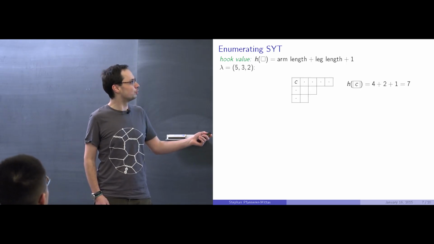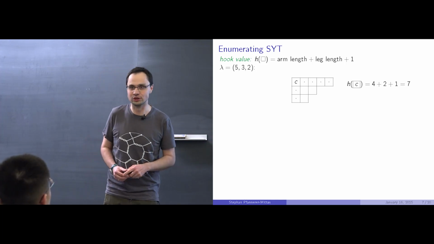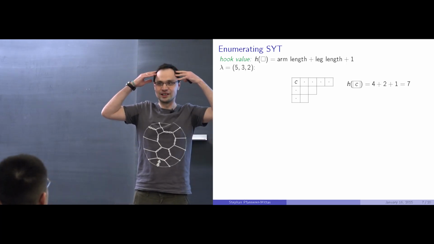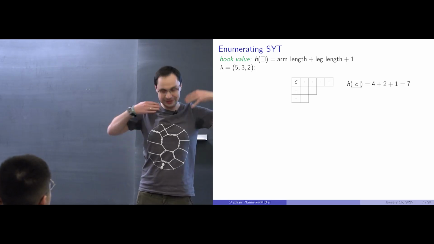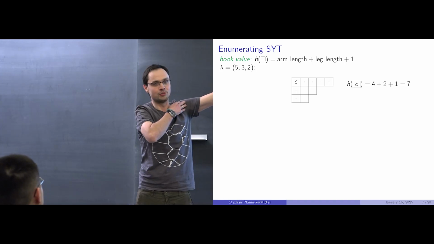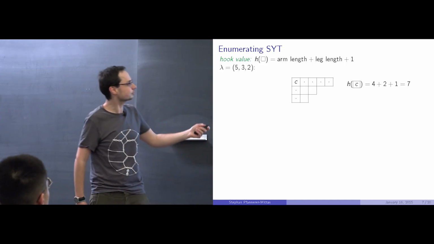So think of your partition and a specific cell in there, and you want to define its hook value. Think like I'm the cell here, or this is my cell, and then I have an arm length, and I have a leg length, and the hook value in total is the length of the arm plus the length of the leg plus 1 for the cell itself.